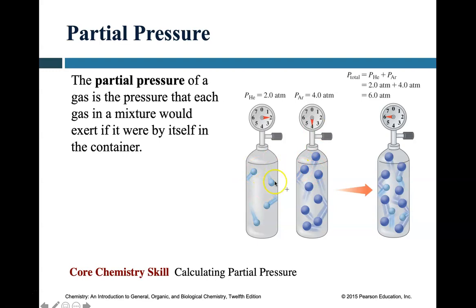If I combine that as a mixture and have both argon and helium bouncing around in the same volume, what we see, according to Dalton's law, is that the total pressure is just the pressure exerted by the helium plus the pressure exerted by the argon gas. So 2 plus 4 is 6, and it's exactly what we see as the readout on the container.